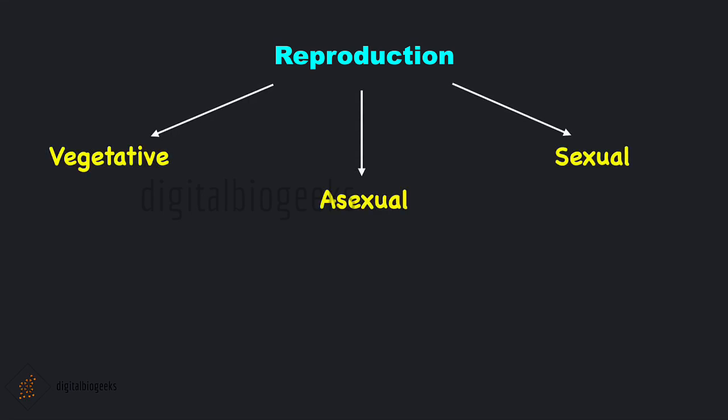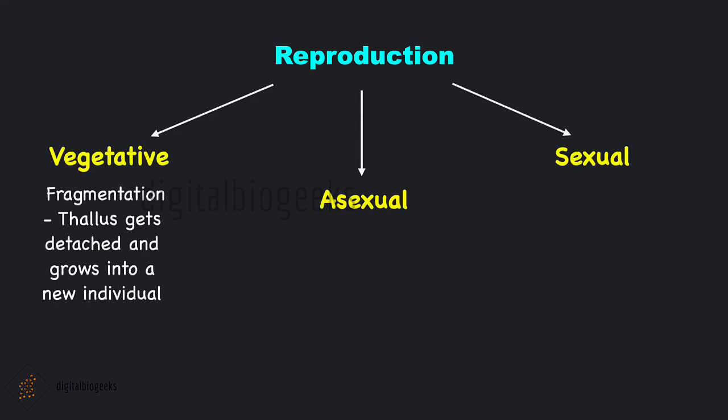Reproduction is by 3 means: vegetative, asexual and sexual. Vegetative reproduction is through fragmentation. Each fragment develops into a thallus. Do you remember the fragmentation in fungi? There the hyphae got detached and developed into a new mycelium. Here in algae, the detached part develops into a thallus.